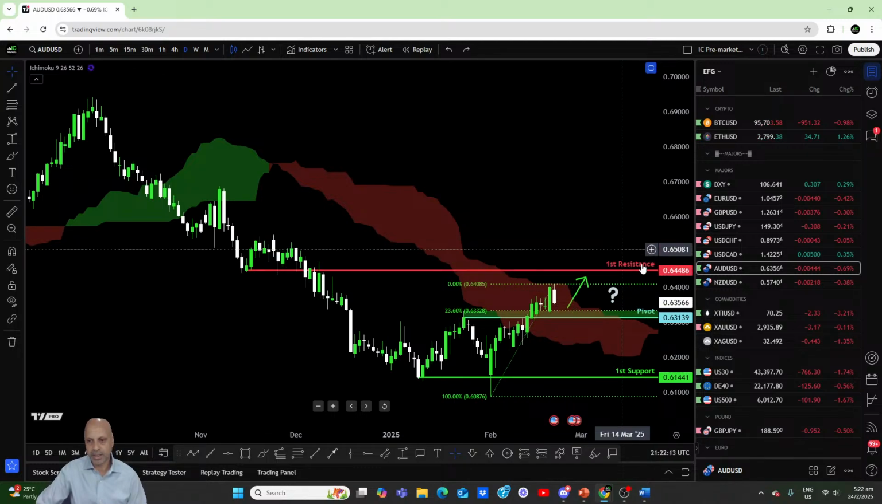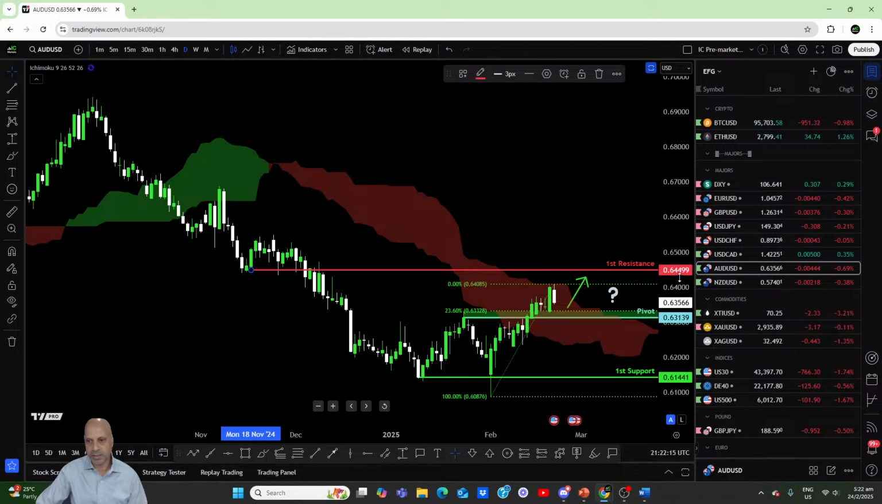Now beyond that, there's a resistance at 64.49, or pretty much at 64.50. This is a pretty decent overlap resistance. We can see that previously, back in mid-November, the Aussie bounced off this level not once, not twice, but 3 times, forming a pretty solid support here from mid-November till the beginning of December.